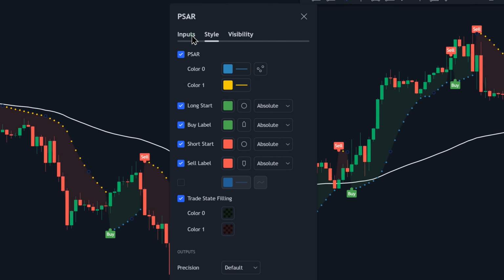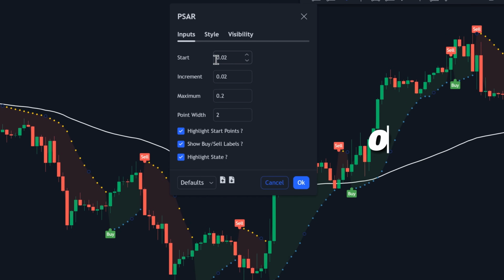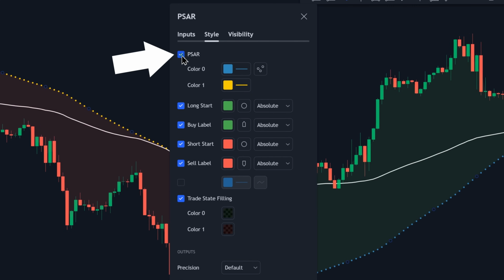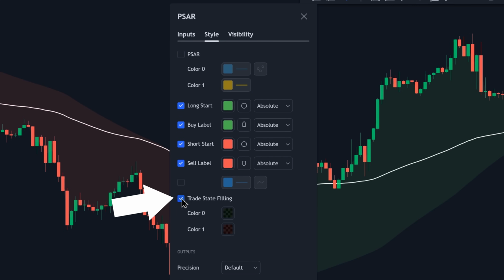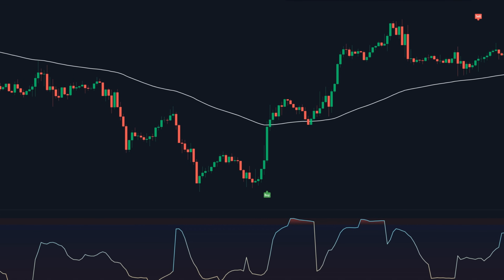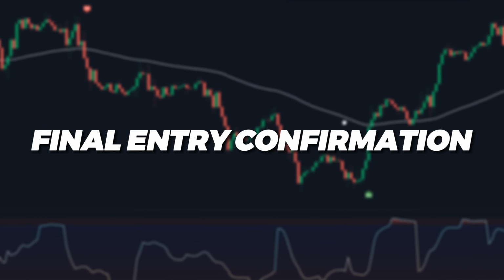Next, access the settings of the Parabolic SAR indicator. Then on the Inputs tab, you want to change the start value to 0.01. Then change the increment value to 0.001. After that, head over to the Style tab. Then disable the PSAR option as well as the Trade State Filling option. After that, click OK.